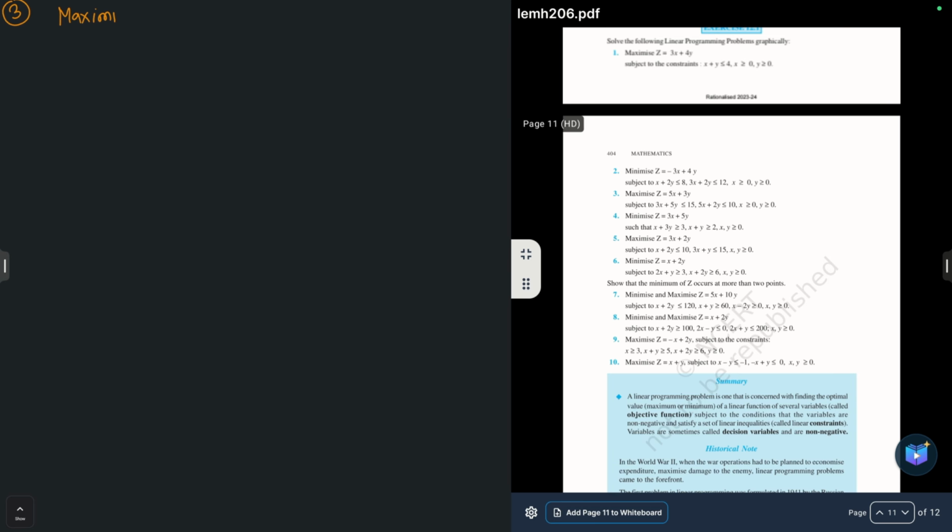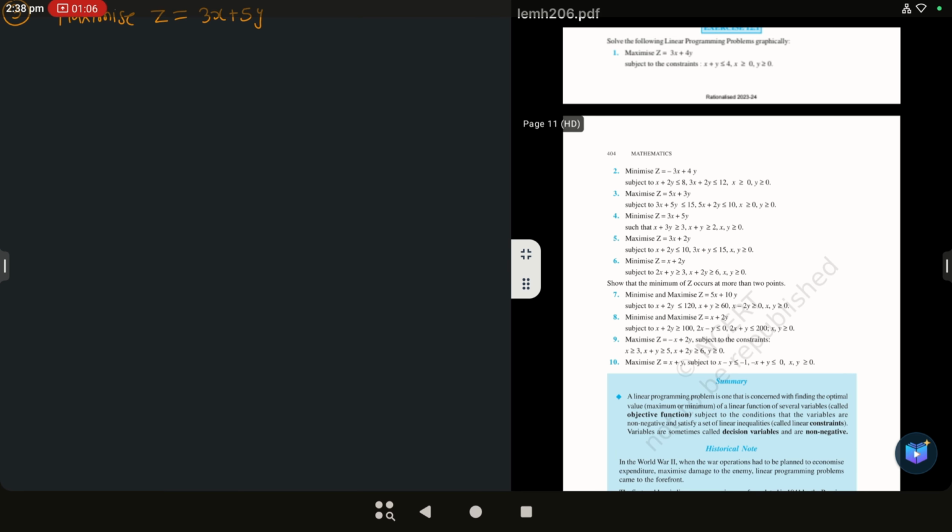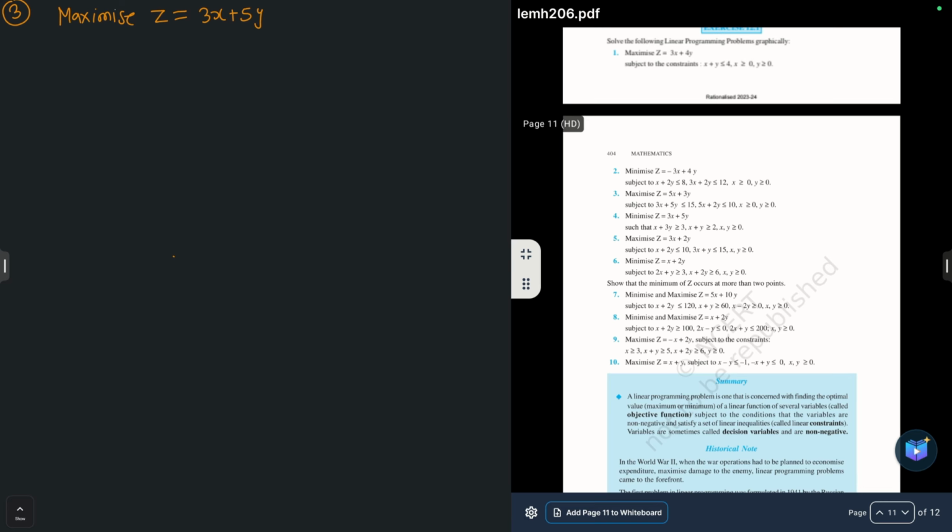Maximize z equals 3x plus 5y, such that, given constants, the first one is 3x plus 5y less than or equal to 15. We will say this is constraint number 1.